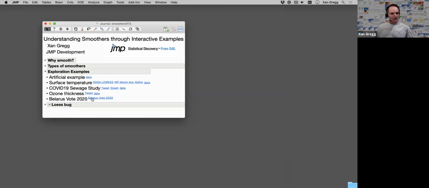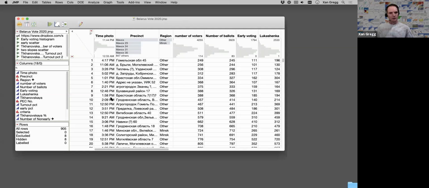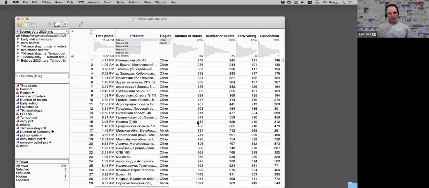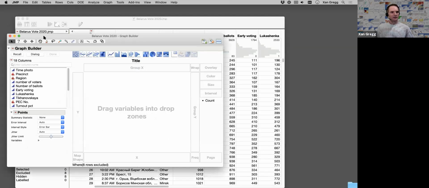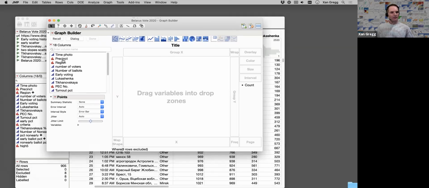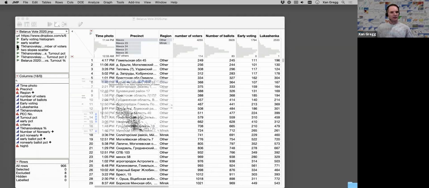And the final data set here is this one that just came out yesterday about the Belarus vote, the presidential vote they had last week or so. I just found this data set, which covers about half the precincts. And if anyone knows Russian or Belarusian or whatever language that is, these are, I think, precinct names. Someone pointed out a few anomalies in the data. So let's look at that. I think maybe I've already got that one in one of these scripts.